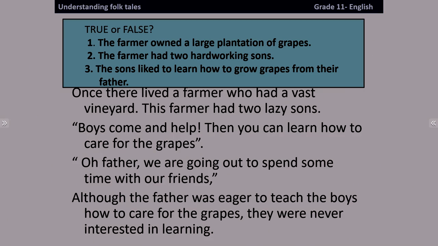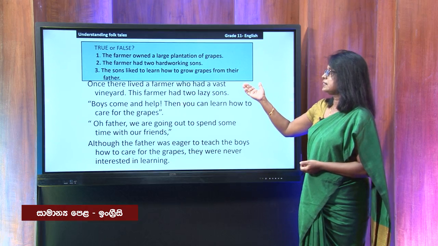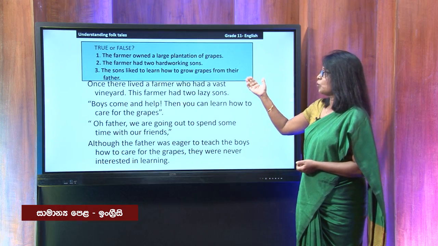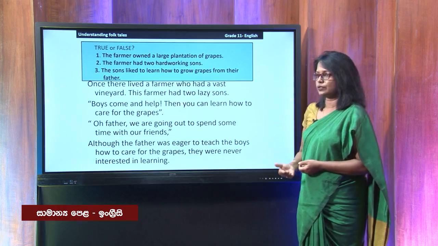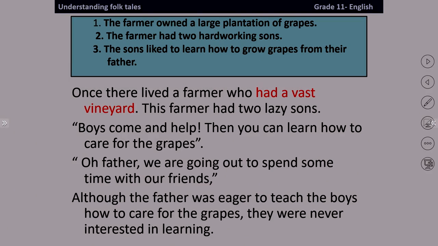Right, children. Now let's check the answers. Let's read the first statement. It says, the farmer owned a large plantation of grapes. Now, could you find that piece of information here? Yes, if you had read the very first sentence, you see it says, once there lived a farmer who had a vast vineyard. By now you know the meaning of the word vineyard. A vineyard is a plantation of grapes.